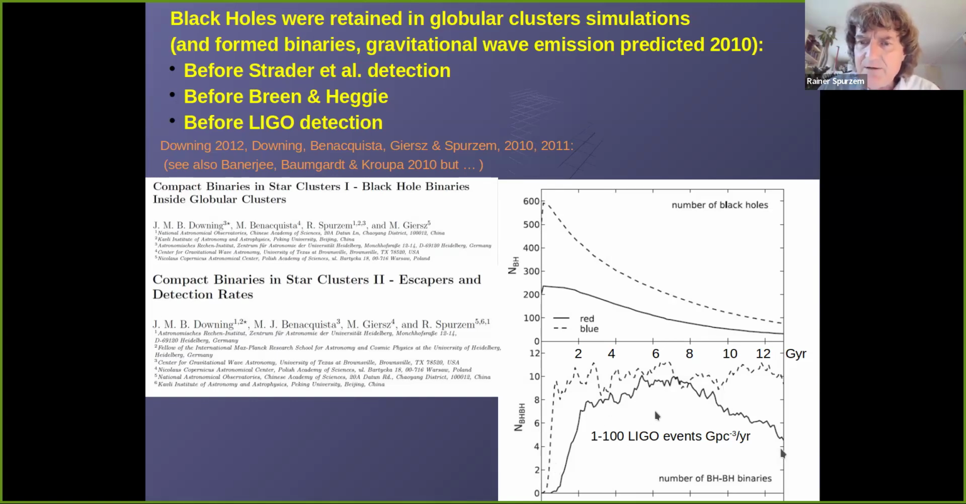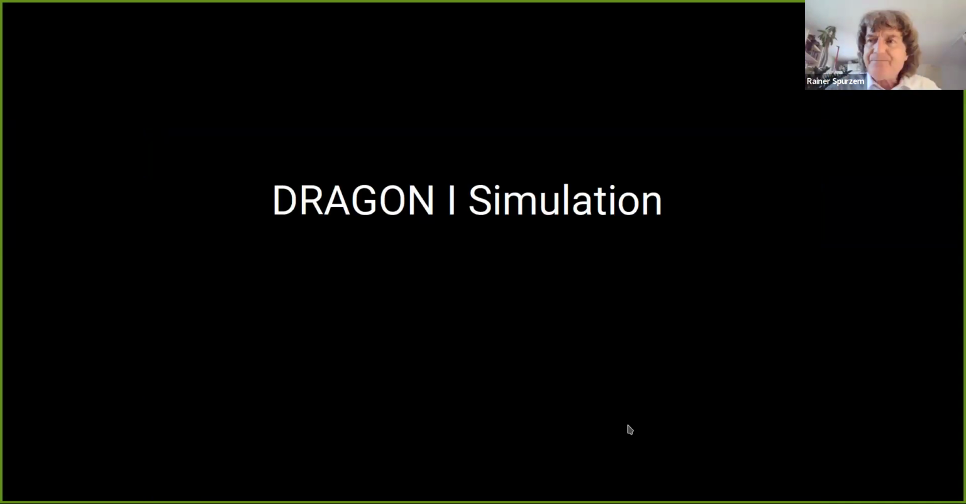And then we were also looking for the binary black hole mergers, which are in the expected frequency range of LIGO, and there is this magical 1 to 100 LIGO events per gigaparsec per year. That was the conclusion in this paper. And I think it is still roughly valid. I mean, now we have real measurements. And yeah, okay, I will keep it at that.